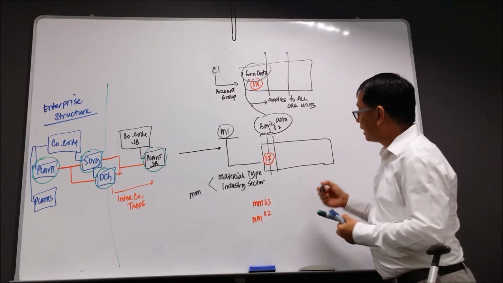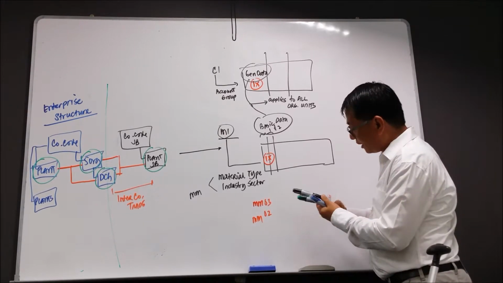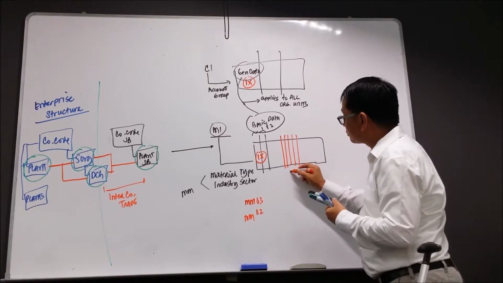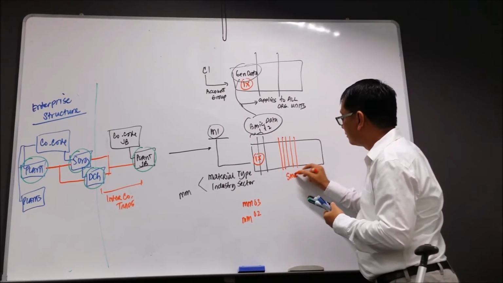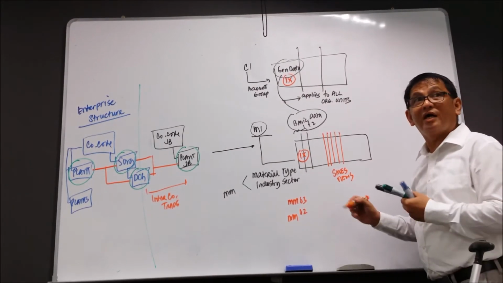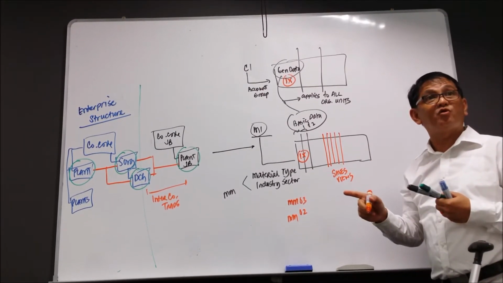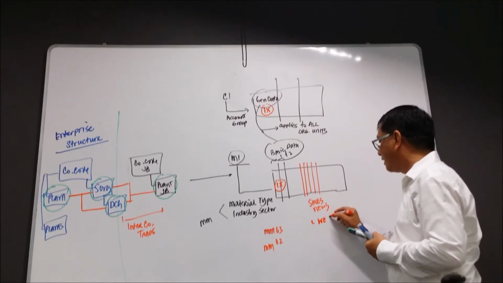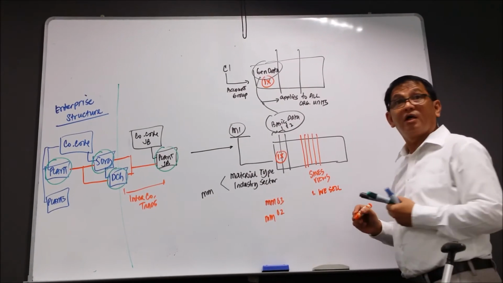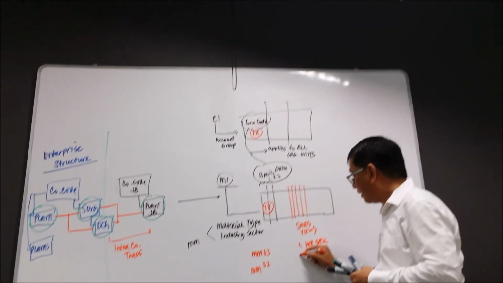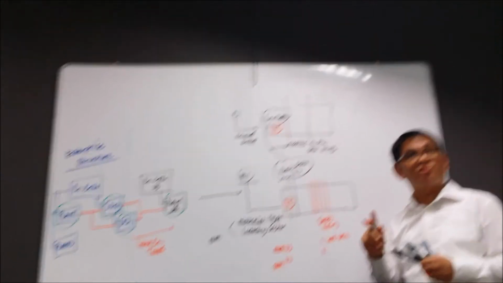Okay? Now, in your material master, you have views here which are referred to as sales views. We know that we need to create sales views for certain products. Number 1, if we sell the product. If we don't sell the product, why need to create? However, there is a certain condition also.